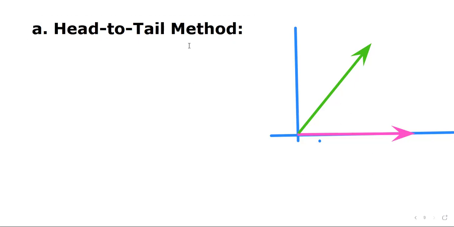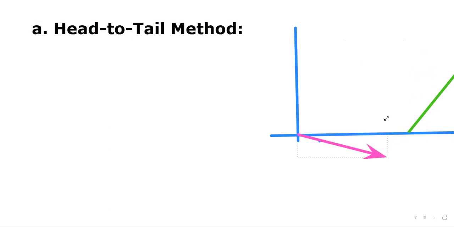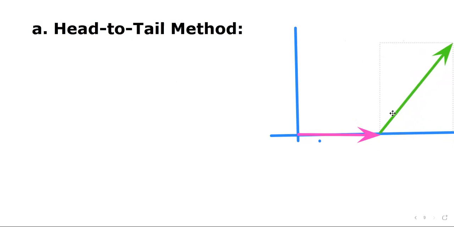So in case of head to tail method, what is the strategy? The strategy is just simply move one vector and put it to the head of other vector. Okay, now you can see this is the head of first vector and on head of first vector we put the tail of second vector.